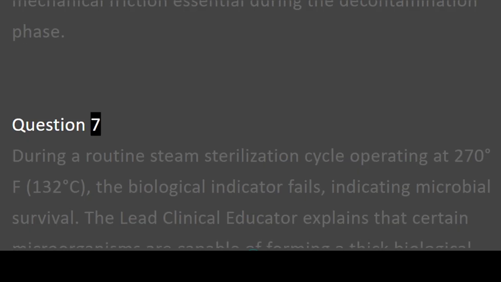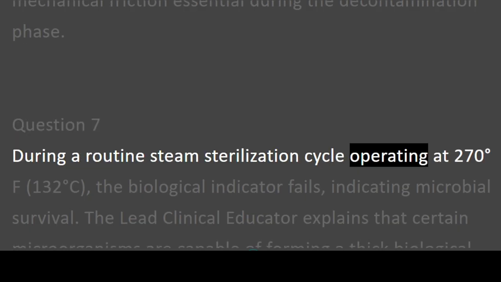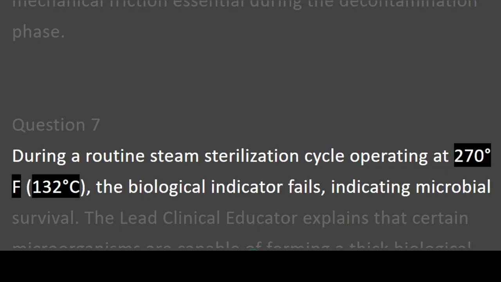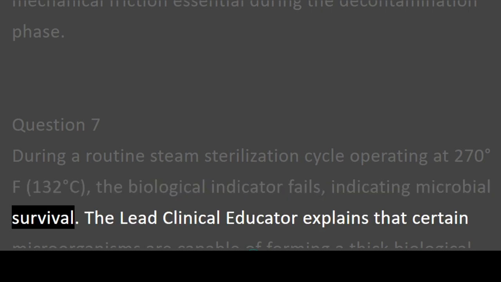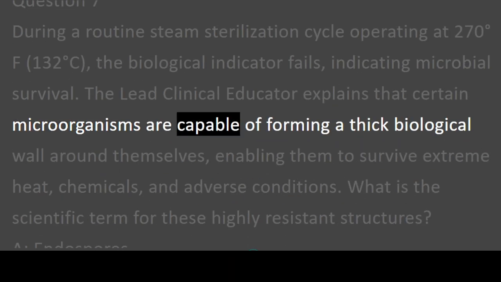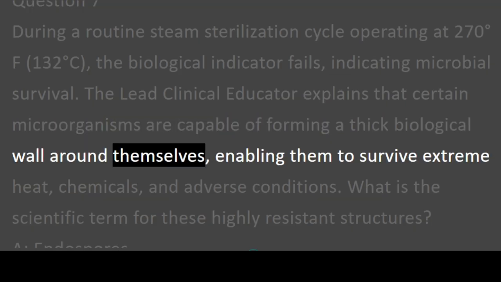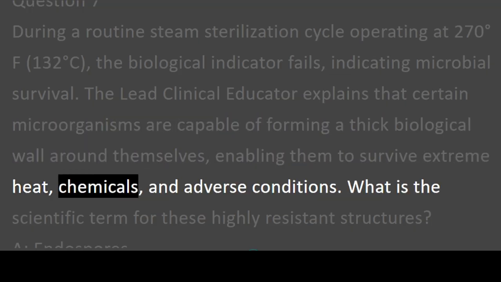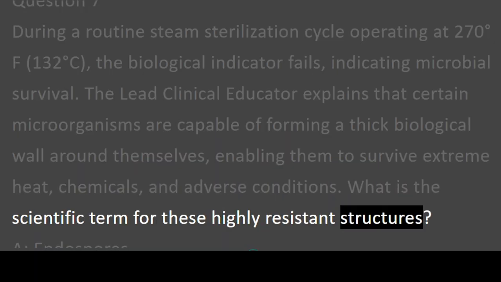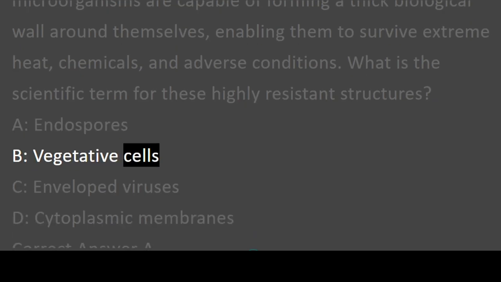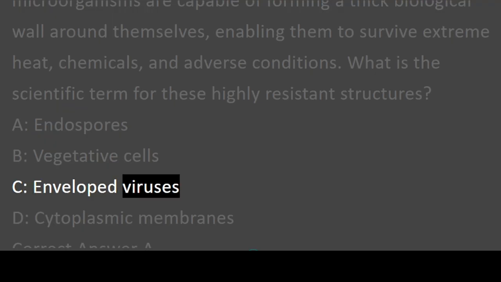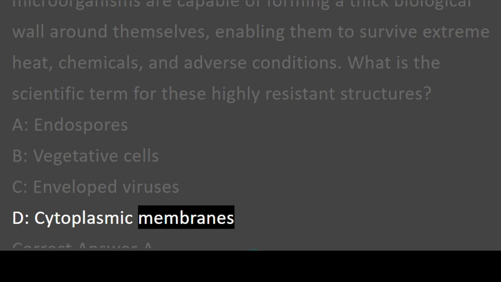Question 7. During a routine steam sterilization cycle operating at 270 degrees Fahrenheit, 132 degrees Celsius, the biological indicator fails, indicating microbial survival. The lead clinical educator explains that certain microorganisms are capable of forming a thick biological wall around themselves, enabling them to survive extreme heat, chemicals, and adverse conditions. What is the scientific term for these highly resistant structures? A. Endospores. B. Vegetative cells. C. Enveloped viruses. D. Cytoplasmic membranes.